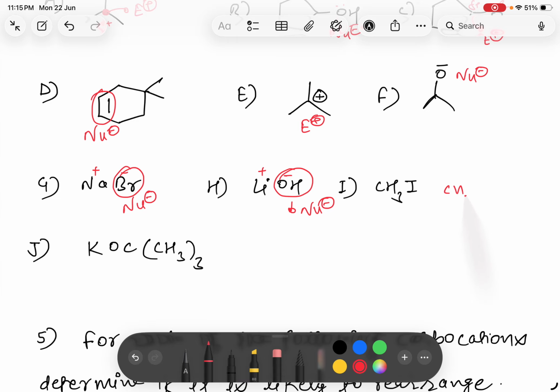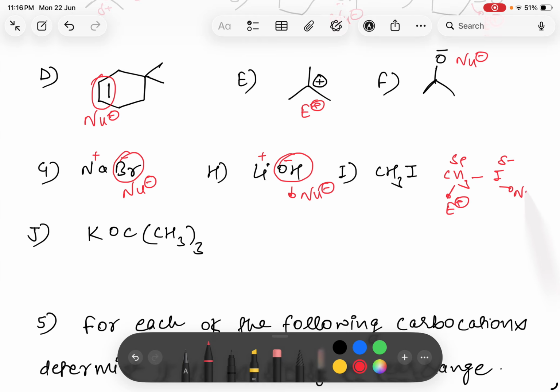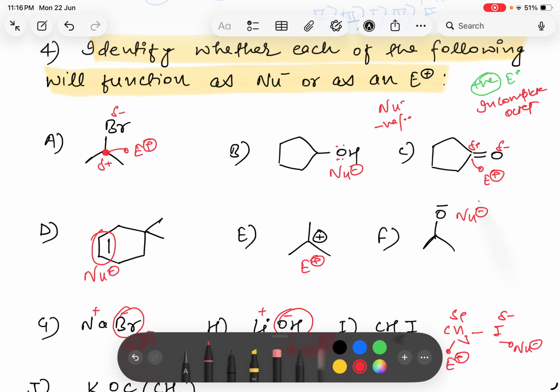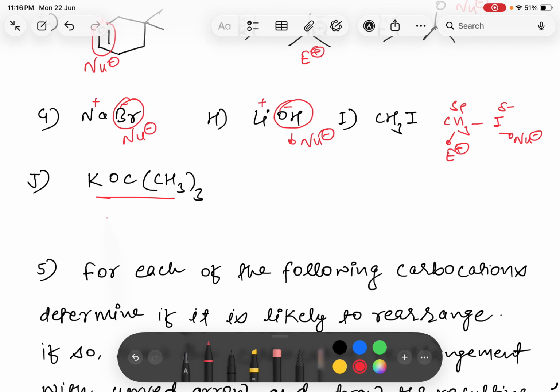CH3I is a polar one, so iodine has more electronegativity than carbon, so it would be my electrophile, the carbon part. You can say the negative part can also act as a nucleophile in a polar one. So like here, this is CO, so this oxygen can act as a nucleophile and carbon can act as an electrophile. In this case, if you draw this structure, this is oxygen bonded to a carbon, and this carbon has three tertiary groups, methyl, and this is O minus K plus.